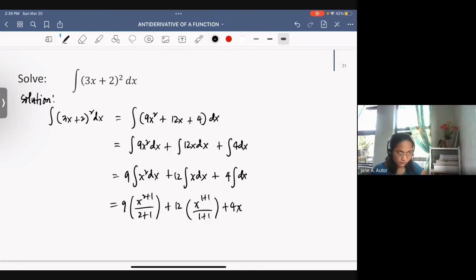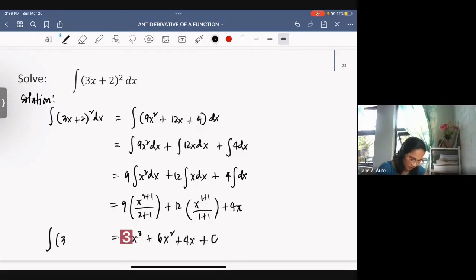Now we will have to combine these expressions or simplify them. So 9 divided by 2 plus 1 is 3. So 9 divided by 3 is 3 times x raised to 3 plus 12 divided by 1 plus 1, that is equal to 6. 6 times x raised to 1 plus 1 is 6x squared plus 4x, and then your arbitrary constant. Don't forget this thing. Alright? So this is the integral of the quantity 3x plus 2 squared dx.